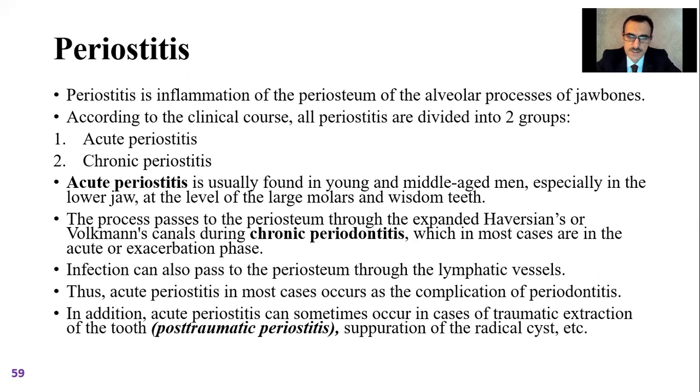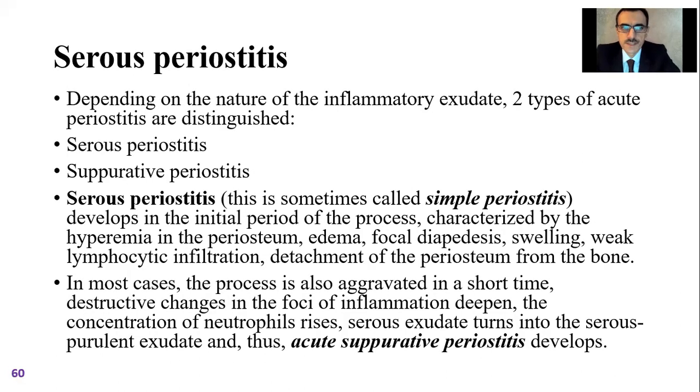So acute periostitis in most cases occurs as a complication of periodontitis. In addition, acute periostitis can sometimes occur in cases of traumatic extraction of a tooth, such as post-traumatic periostitis, suppuration of the radicles, etc. Serous periostitis is one of the types of periostitis because, depending on the nature of the inflammatory exudate, two types of acute periostitis are distinguished: serous periostitis and suppurative periostitis.